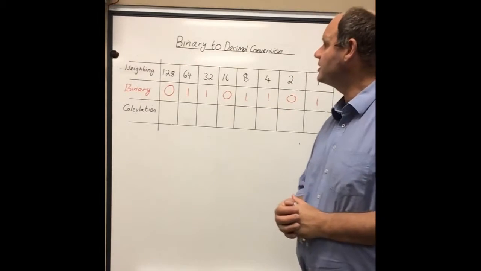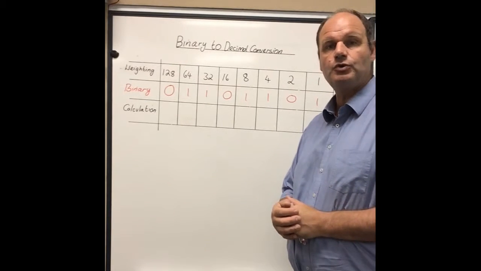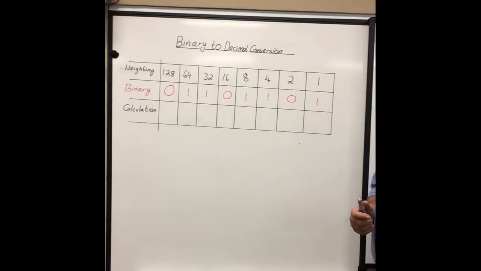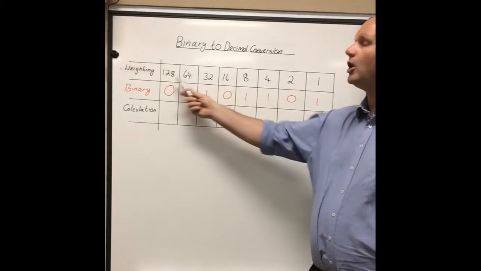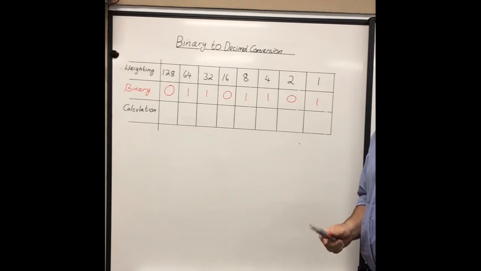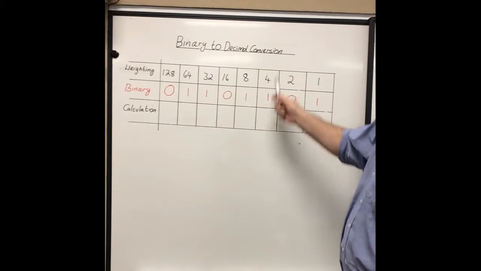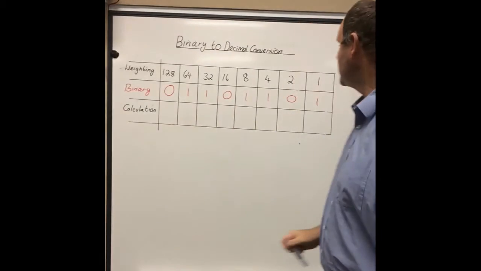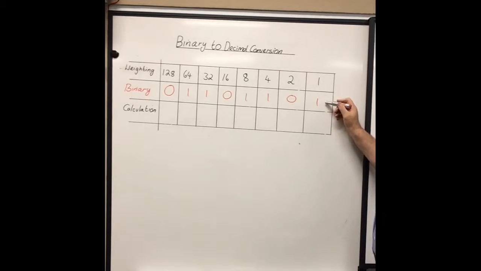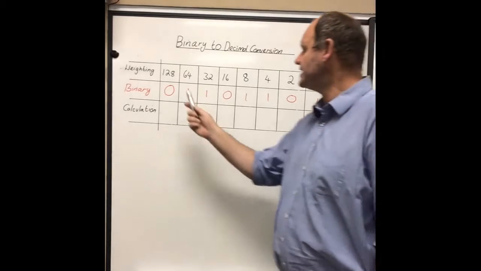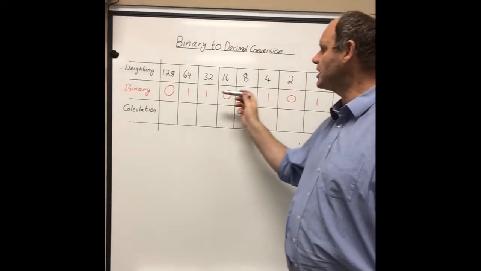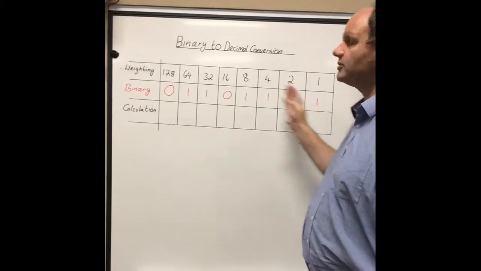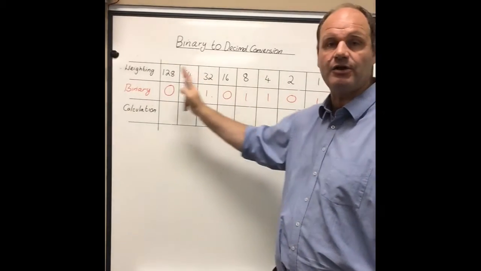Okay. So we're going to convert a binary number to decimal. And what we have here is a table of 3 rows. The top row is a weighting, how much each column is worth in value. The smallest value is on the extreme right-hand side, and the highest value is on the left-hand side. So as these numbers go across from right to left, the value increases.